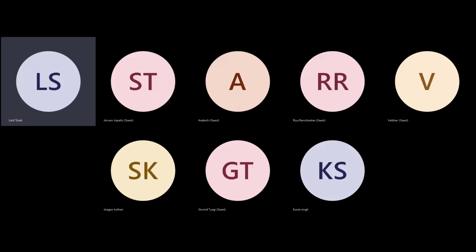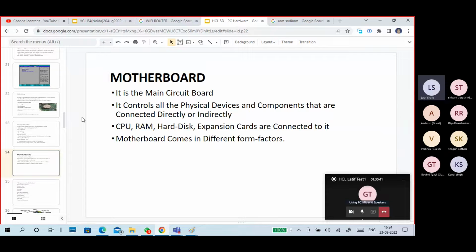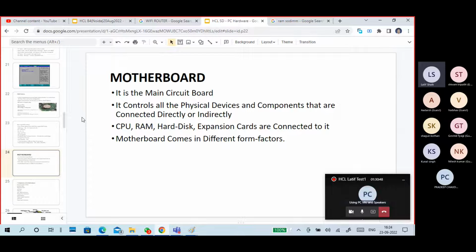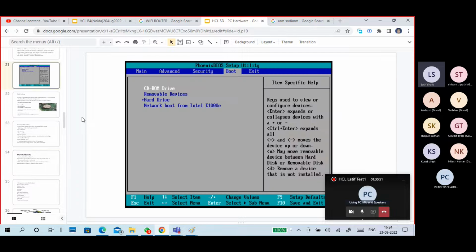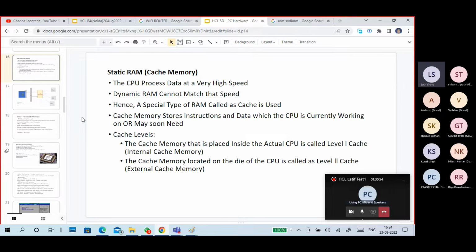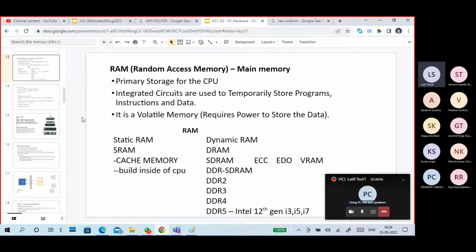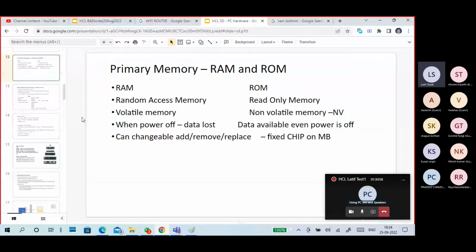Of the components, the important ones are: what is the CPU, what is RAM and ROM, and the difference between RAM and ROM, volatile and non-volatile memory, that kind of thing.